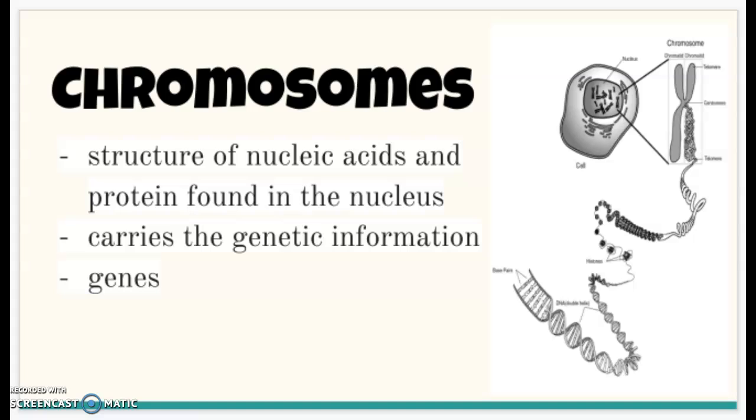All living things have chromosomes. They all have DNA. DNA is wound up tight into chromosomes. These chromosomes are the structure of the nucleic acids and proteins that are in the nucleus. Chromosomes are what carry the genetic information. This is basically what we refer to as your genes. When somebody is saying you got certain genes from one parent or the other, they're talking about chromosomes.